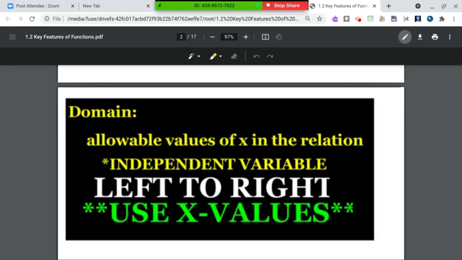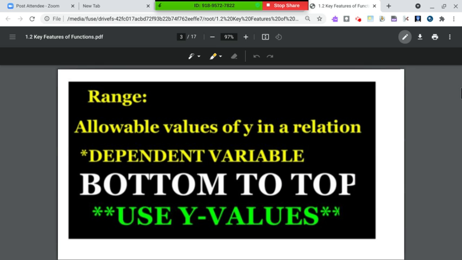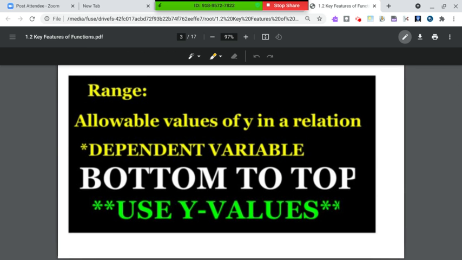Okay? So anytime you're asked for the domain of a function and you have it graphically in front of you, you look left to right. Tell me you're good there? Yeah. Okay, and then the range are the allowable y values in a relation. So this refers to your dependent variable. And in order to read the range, you look from bottom to top. Bottom to top.